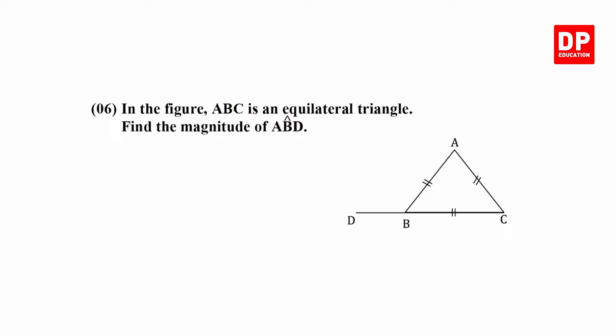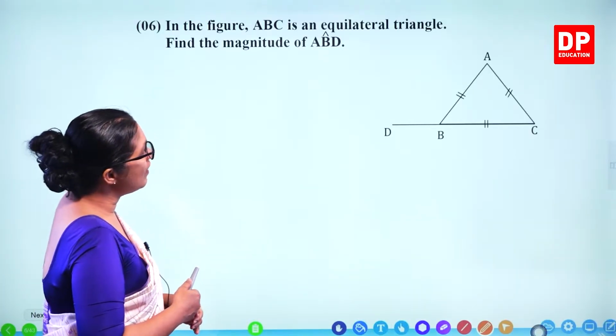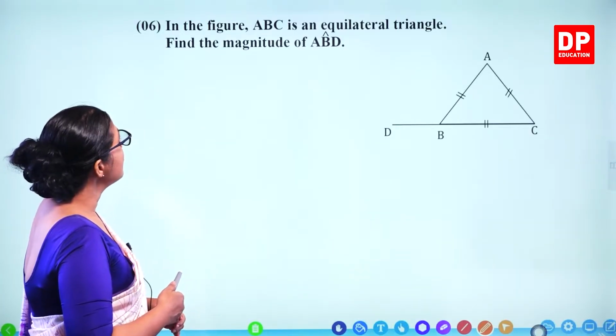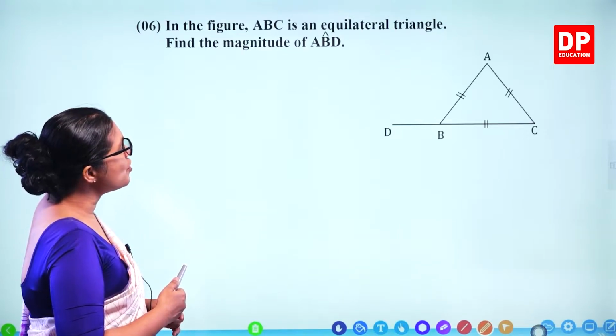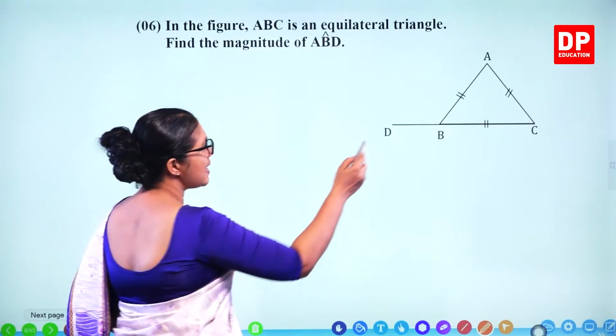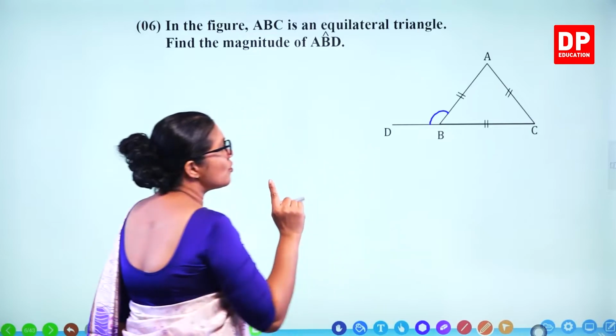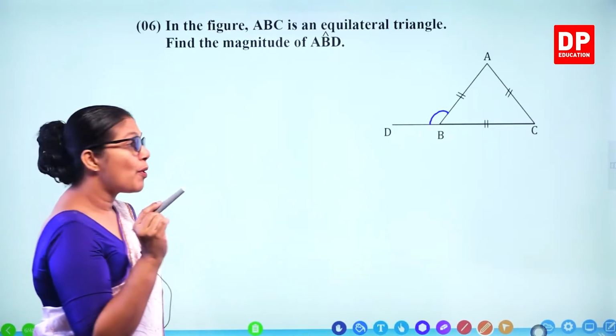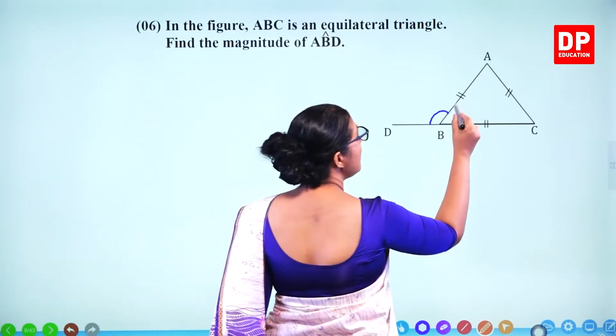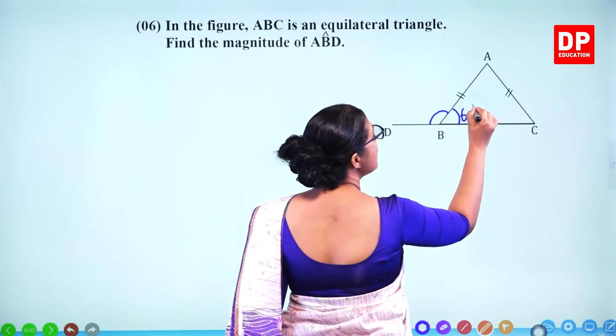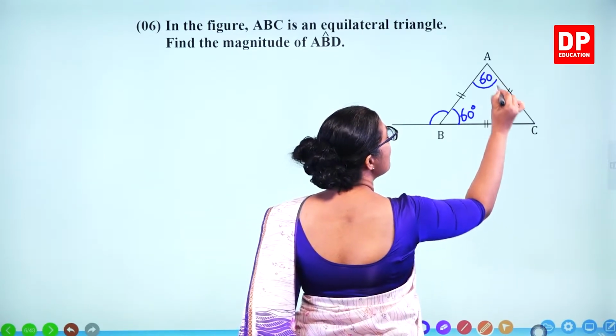Question number 6. In the figure, ABC is an equilateral triangle and you are asked to find the magnitude of angle ABD. So this is an equilateral triangle. So what's the angle inside? Each angle is 60 degrees, 180 divided by 3.